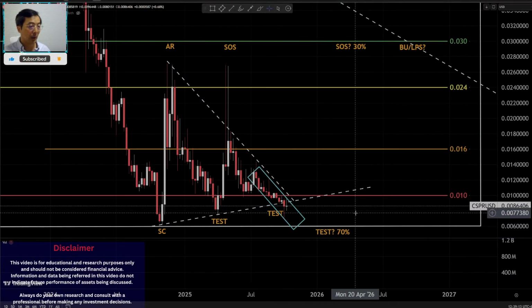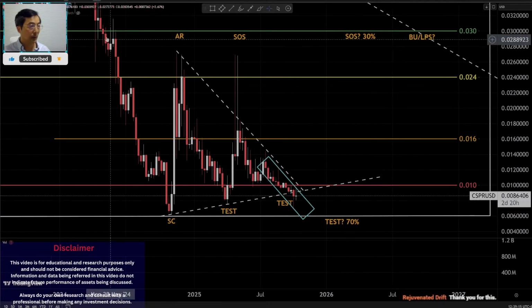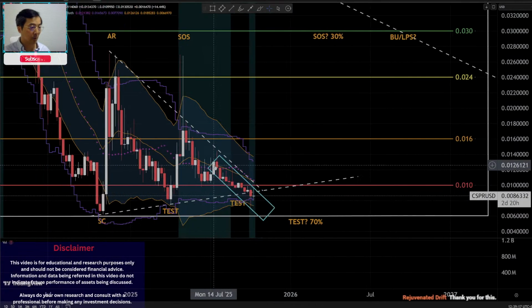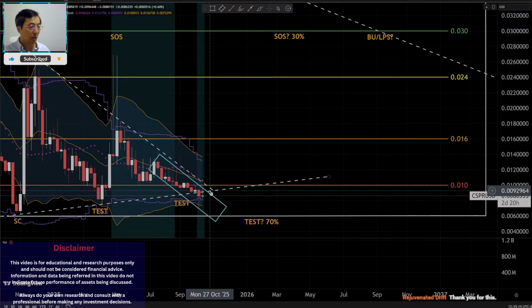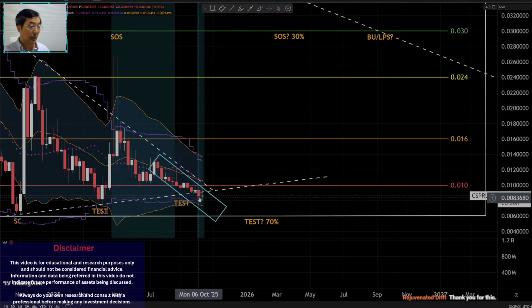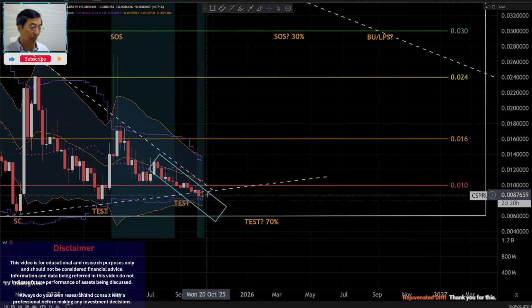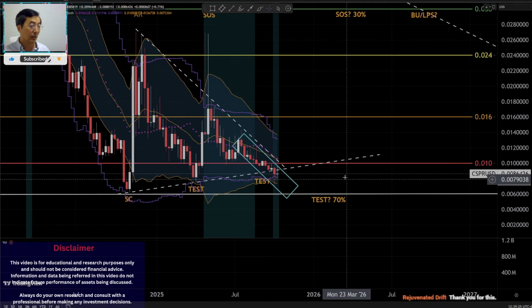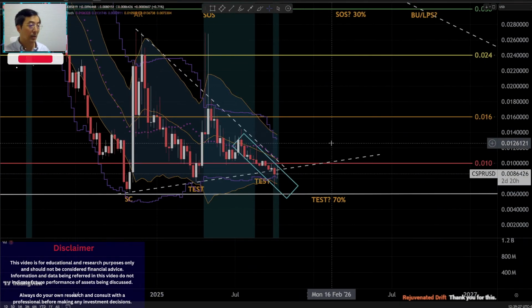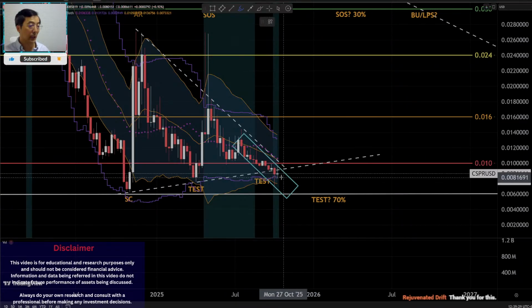So let's quickly check the Bollinger Band and Kernel squeeze. We are currently having a squeeze, or still within the same squeeze. Actually, I would consider that the same squeeze. So meaning the biggest swing has yet to come.